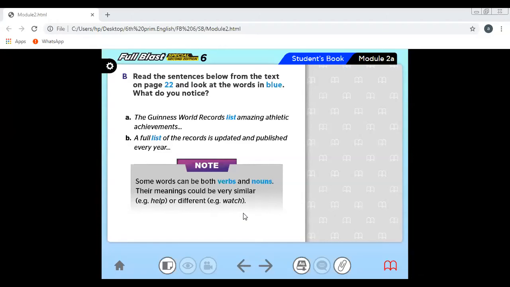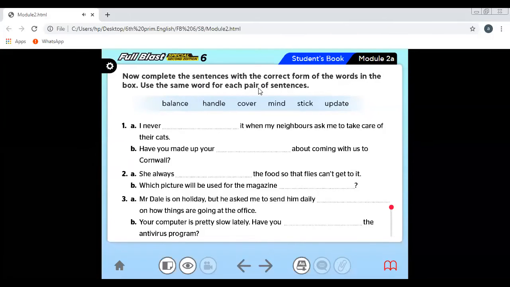We studied it in the PowerPoint presentation. Let's go to the next part. Now complete the sentences with the correct form of the words in the box. Use the same words for each pair of sentences. You will use the same word in the noun form and in the verb form, and we will see: is there a difference in the meaning or not?